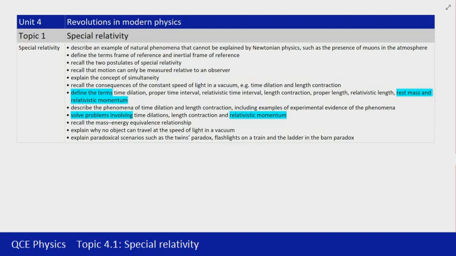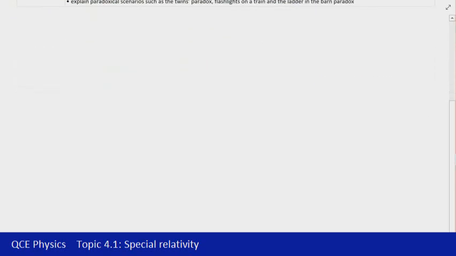The next concept we need to deal with in topic 4.1 on special relativity is about momentum. Before we get into momentum though, I just want to identify this idea of rest mass. Now you'll recall from what we did with time dilation and length contraction, we had the proper time interval and the proper length. So rest mass is a similar sort of idea, relating obviously to mass. I'm just going to write down what the definition is here as given in the syllabus.